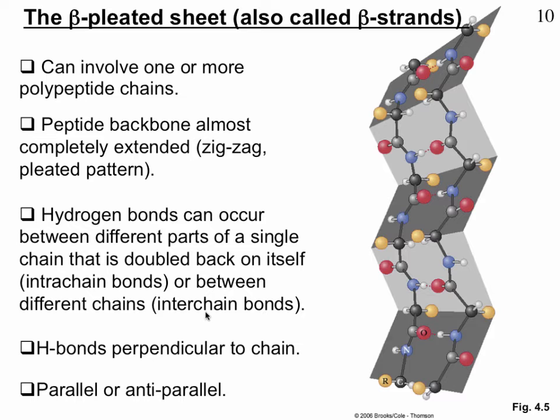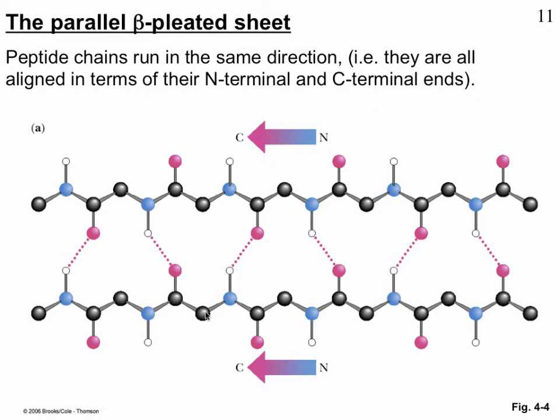All right, so then it can be parallel or anti-parallel. A parallel beta sheet means that the peptide chain runs in the same direction, and they're aligned in terms of the N and C terminal chain. So you have the two hydrogen bonding segments of beta sheets that are going from N to C here and N to C here.